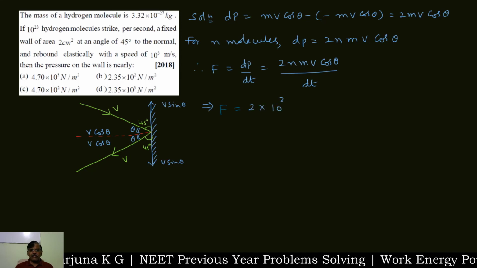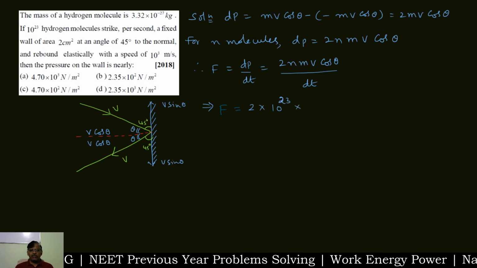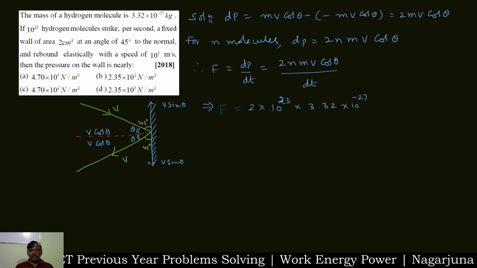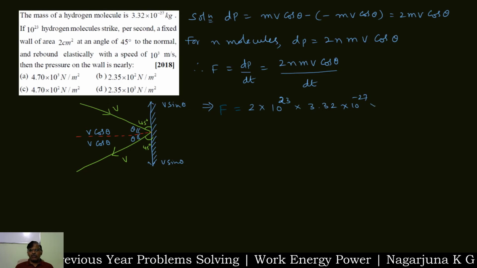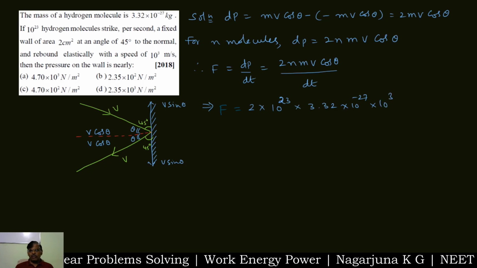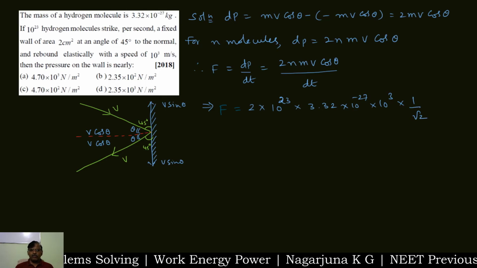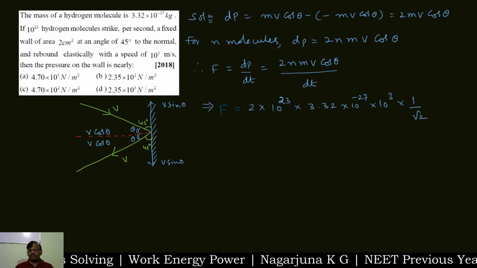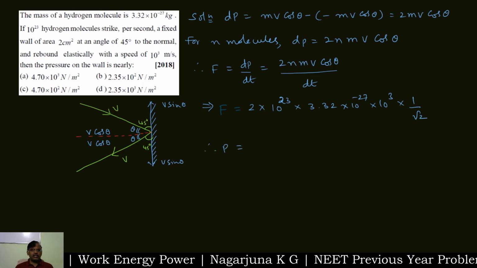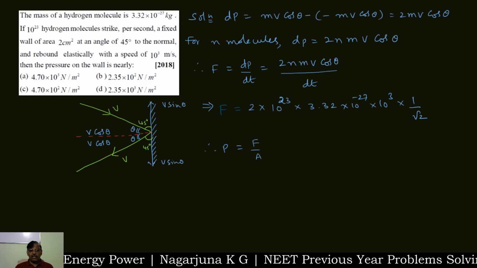n by dt is given as 10 power 23 molecules per second. 10 power 23 into mass, which is given as 3.32 into 10 power minus 27, into velocity, which is given in the question as 10 cube, and sine 45 is equal to 1 divided by root 2. This is the F value. And then, therefore, pressure acting on the wall, P, can be written as F divided by A.